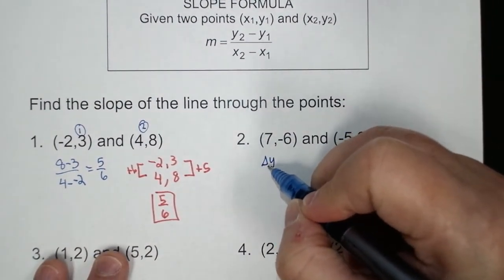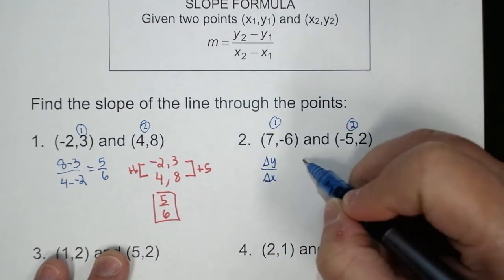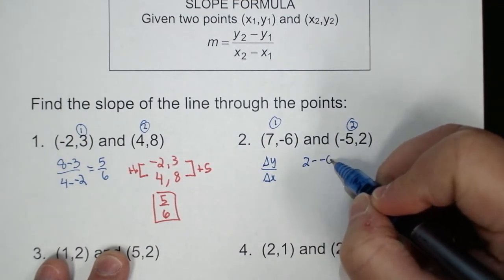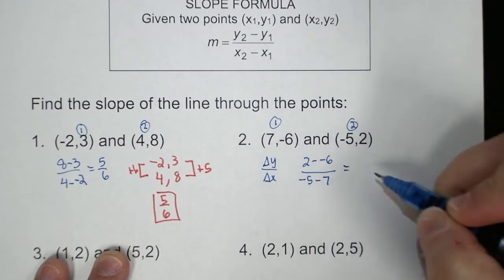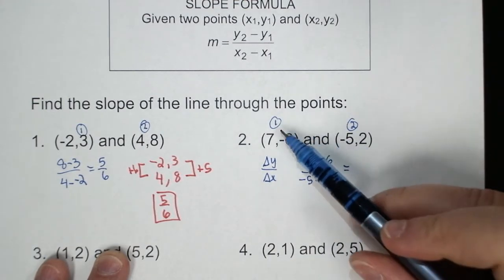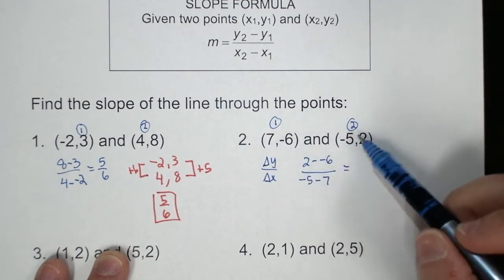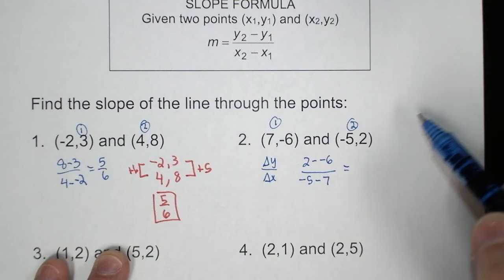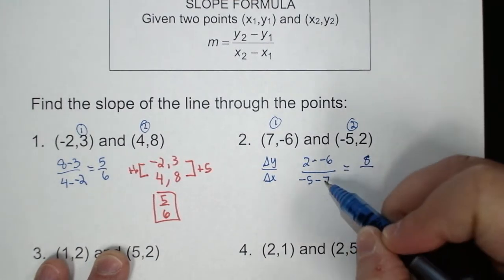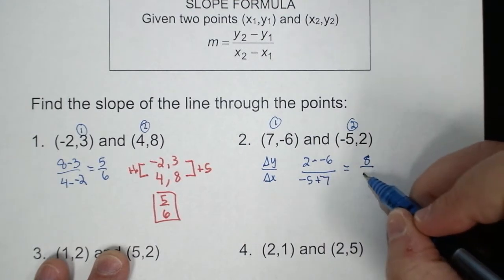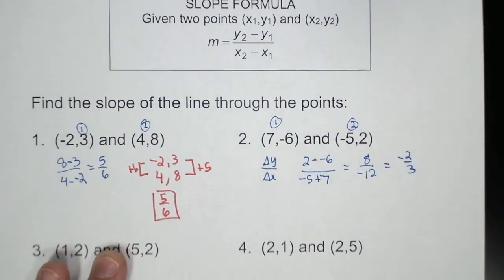Slope is the change of y over the change of x. These are my 2's. These are my 1's. 2 minus a negative 6 over negative 5 minus 7. You can label these points 1 and points 2 or points 2's and points 1's. It doesn't matter. I typically take the farther one to the right as the second point. Keep, change, flip. That becomes 8. Keep, change, flip. That becomes negative 12, which is negative 2/3.